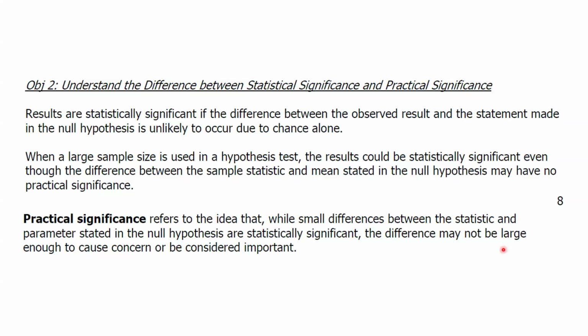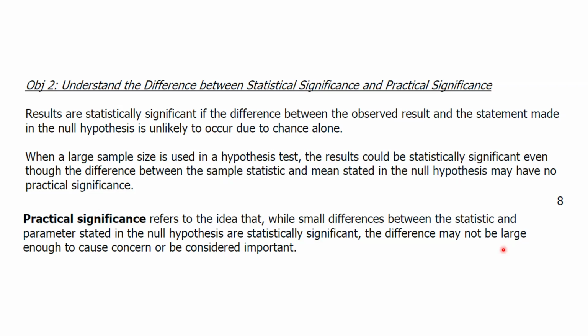So when a large sample size is used in a hypothesis test, the results could be statistically significant, even though the difference between the sample statistic and the mean stated in the null hypothesis may have no practical significance. So the problem with large samples is that with a huge sample size, you can detect even tiny, meaningless differences as statistically significant. Okay. So now let's understand practical significance.